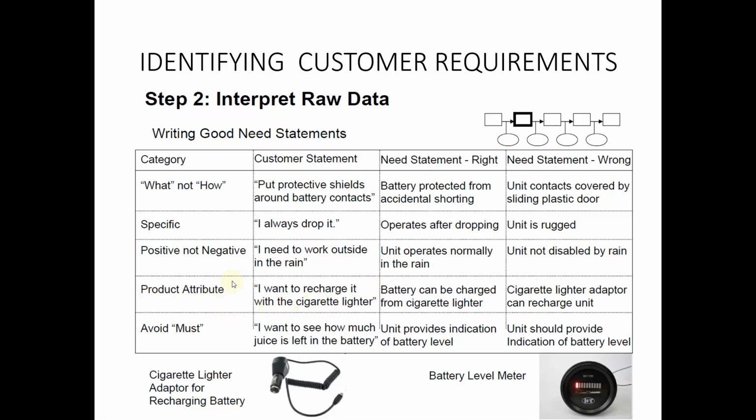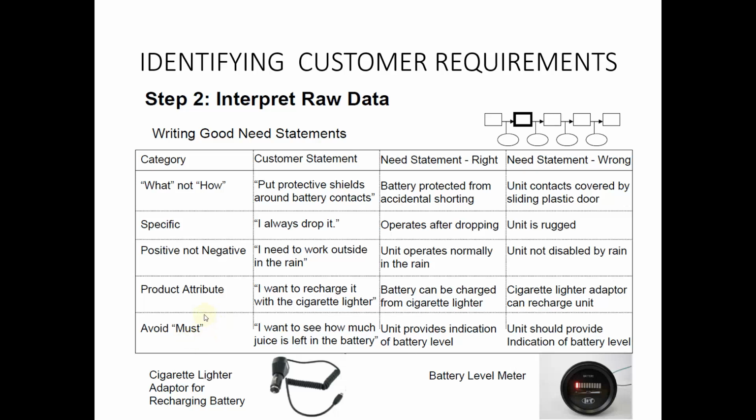Product attribute should be specified in the statement. I want to recharge it with a cigarette lighter. It means the battery can be charged from the cigarette lighter. And this is a wrong way of mentioning the requirement: cigarette lighter adapter can recharge unit. That is a wrong way. That is not what the customer meant.